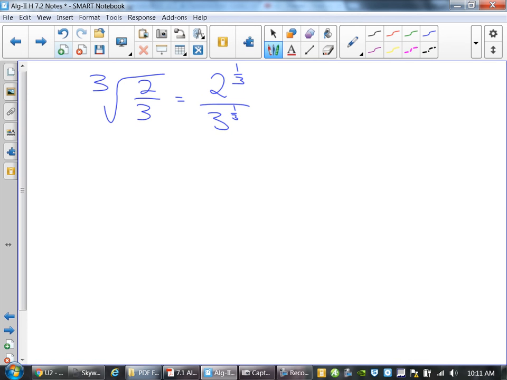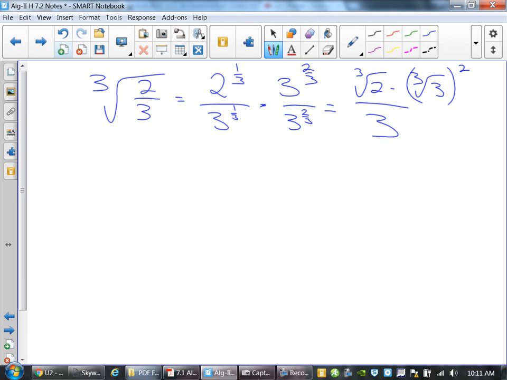What do you add to a third to make it 1? 2/3. So I'm going to multiply top and bottom by 3 to the 2/3. What's my exponent now for the denominator? 1. My numerator would be, back again, cube root of 2 times the cube root of 3 squared.